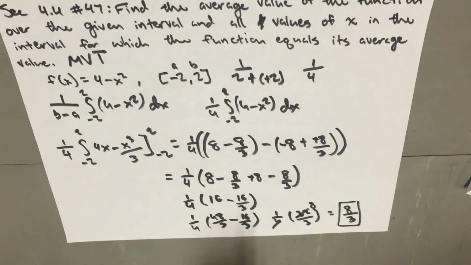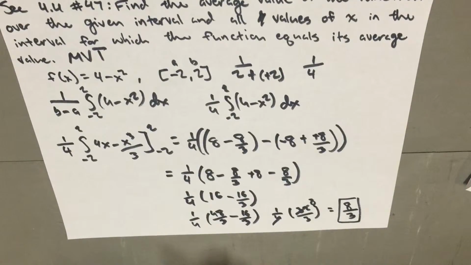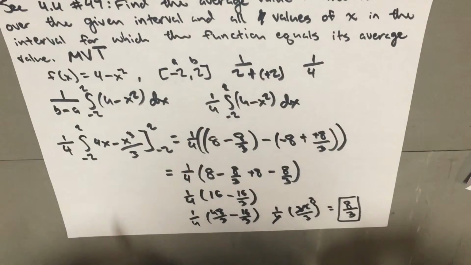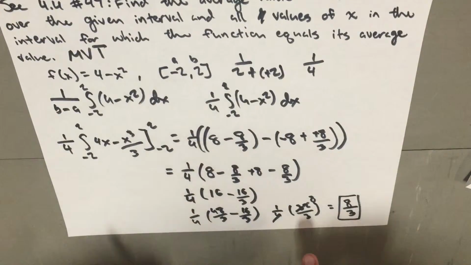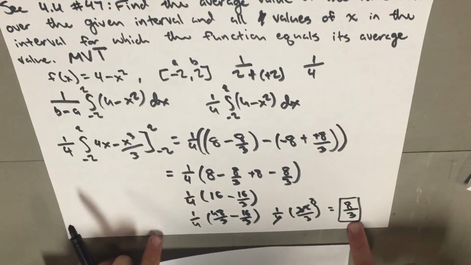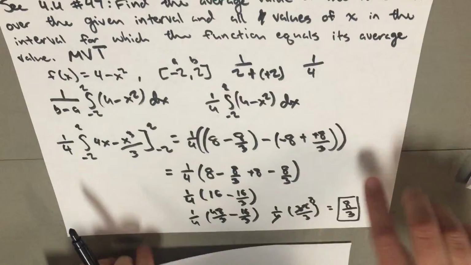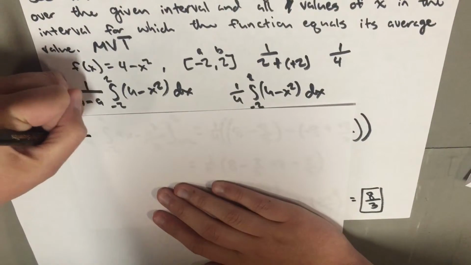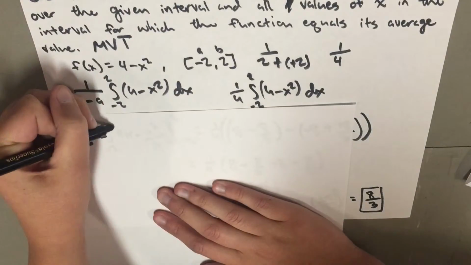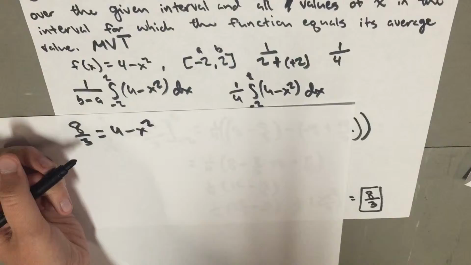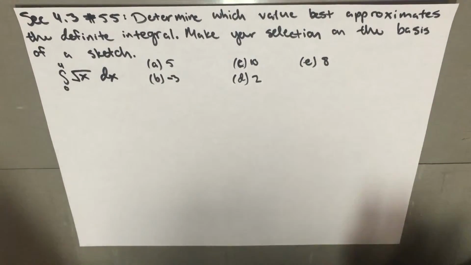And next, to go on to the second part of the question, we need to find all values of x in this interval for which the function equals the average value, which is 8/3. So now we're going to set 8/3 equal to our original function. So 8/3 equals 4 minus x squared. And so now we want to get the x by itself, so we're going to subtract 4 from. Alright.